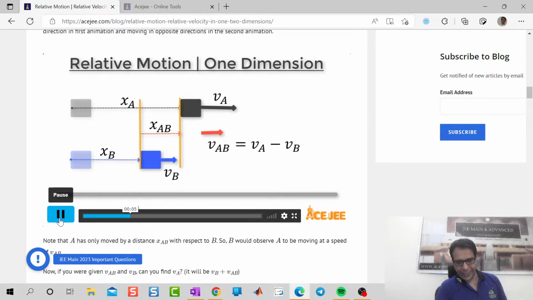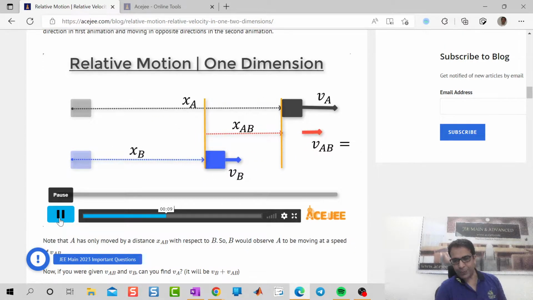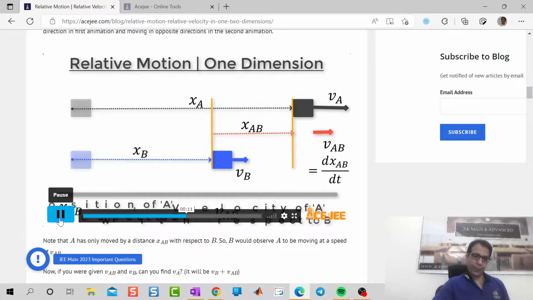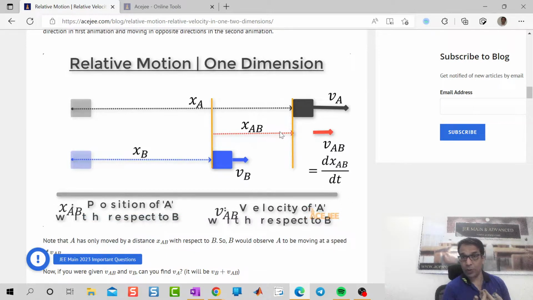So the two yellow lines are showing the distance of A with respect to B, right? So what will B report? B will say that actually A has traveled this much distance only with respect to him or her, or with respect to it, if this is an object. So what will B report as the velocity? Well, XAB divided by the time duration t, right?